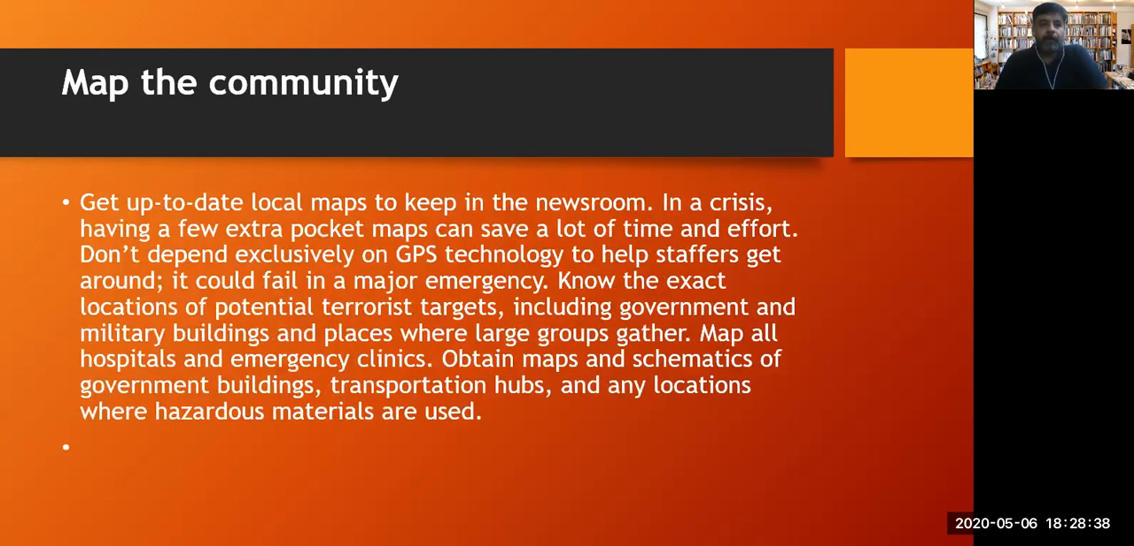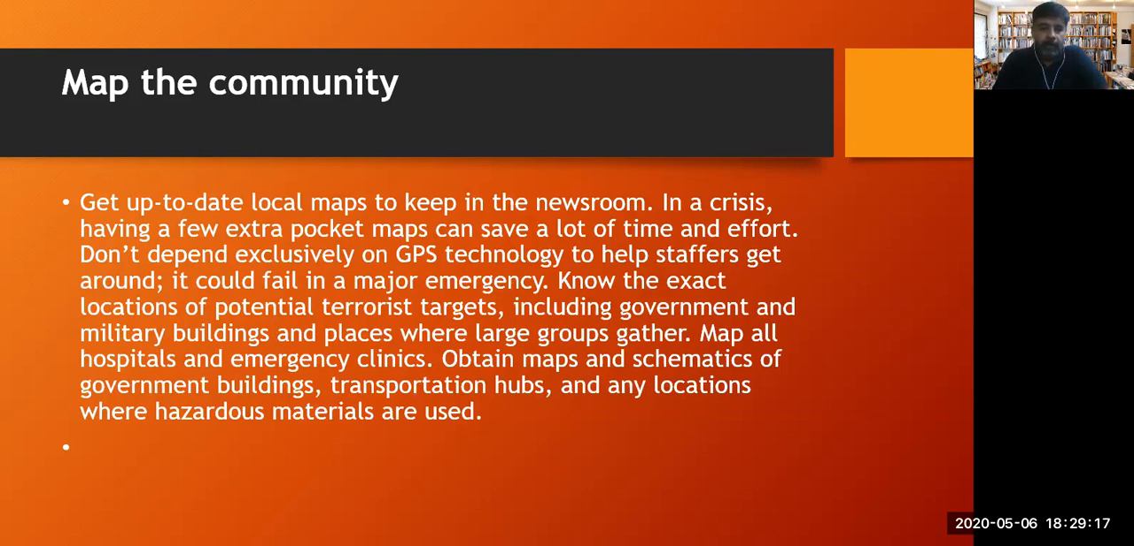All right. Map the community. That is very important. Get up-to-date local maps to keep in the newsroom. Now, obviously, you may not need to buy maps because we have Google Maps, and we have private companies that can provide us with local mapping. But in a crisis, having a few extra pocket maps can save a lot of time and effort. Let's say you are working in an area where mobile signals are not working, obviously you need manual mapping. If you have drained your batteries, definitely you need maps in hard copy.